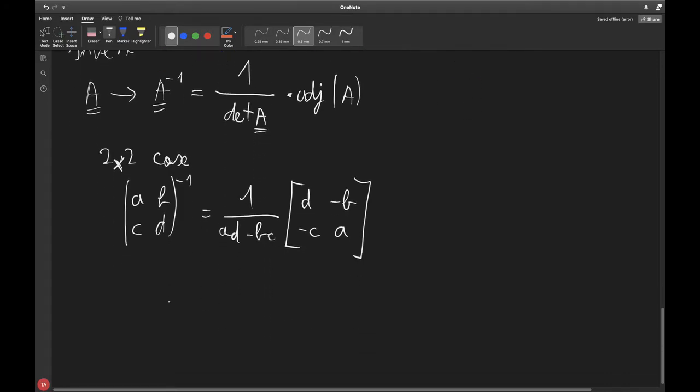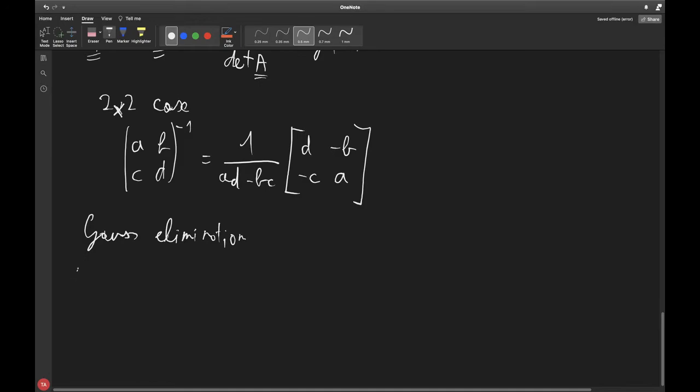And how we really do more complicated cases, there are several methods for that, and actually there are matrices which we cannot even invert. Like Gauss elimination is one method that people use to calculate inverses.